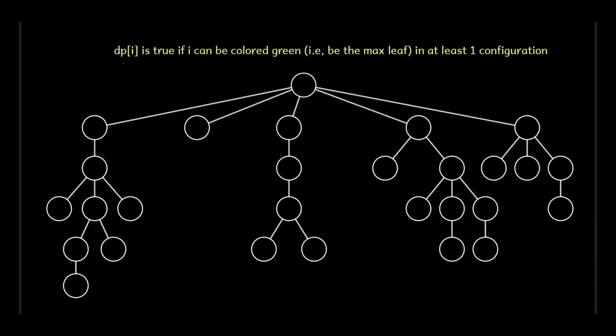So we define a simple dp definition. We say that dp of I is true if it can be colored green. This is the most simple dp definition you can come up with. Only the transitions are non-trivial.